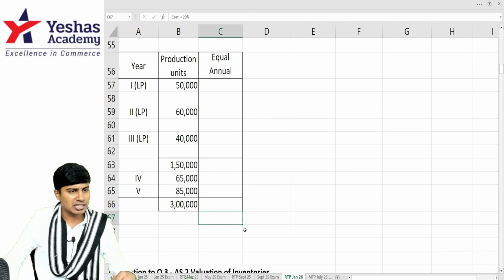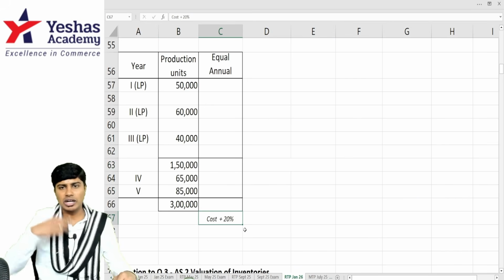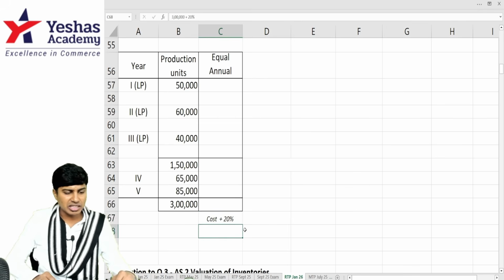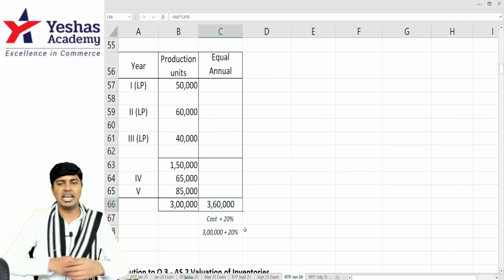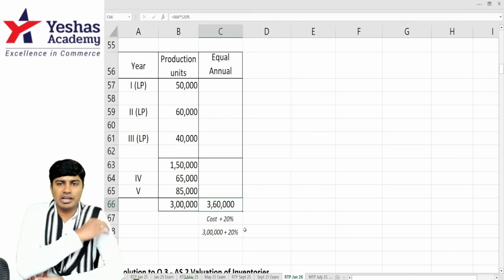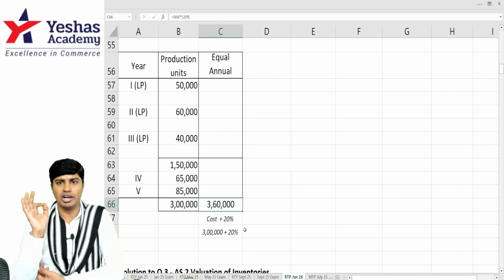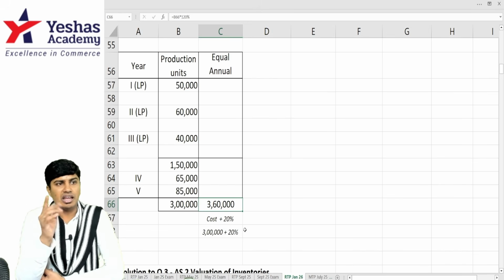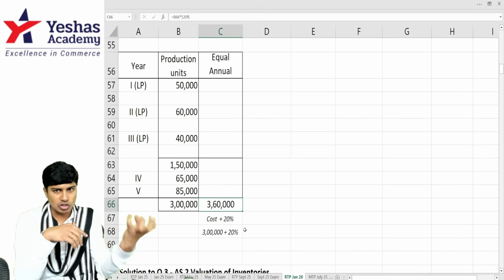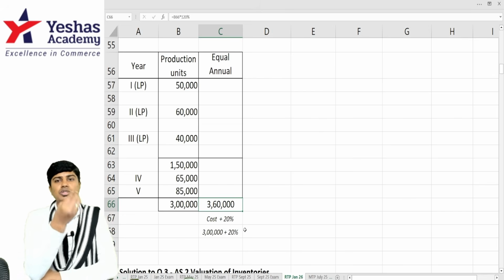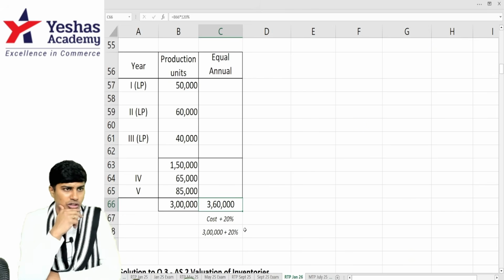My asset's value is 3 lakh. On 3 lakh, I want to collect 20% extra from my client. 3 lakh plus 20% comes to 3 lakh 60 thousand. So if I give the asset on lease for the entire 5 years of its useful life, I want to collect 3 lakh 60 thousand. If I collect 3 lakh 60 thousand, and my asset cost is 3 lakh, I will earn 60,000 rupees as profit, which is 20% of the cost.